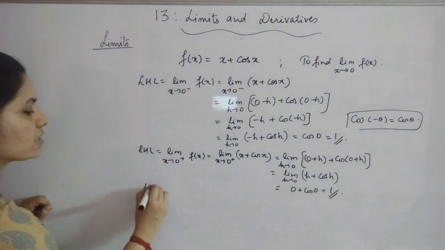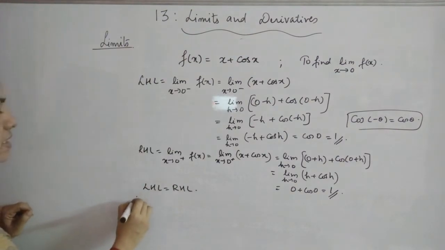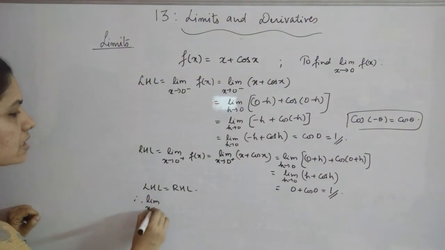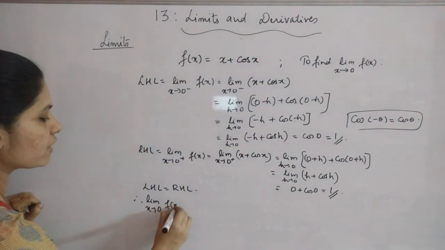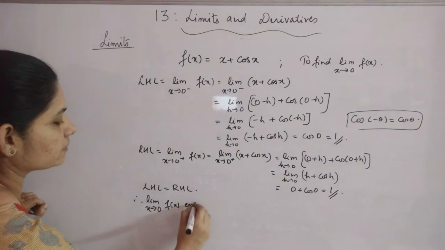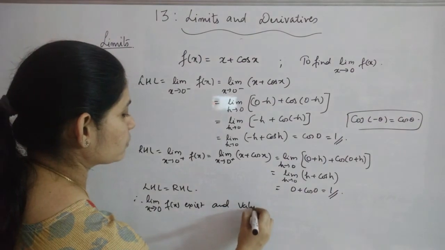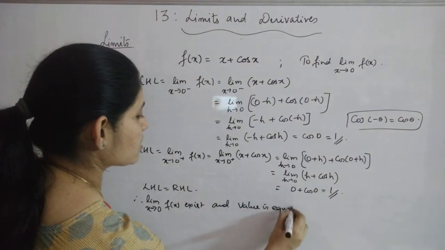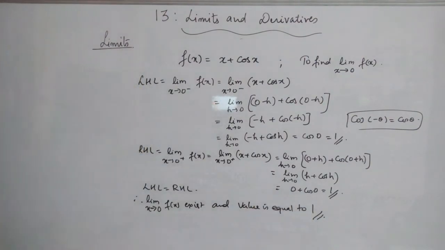So the left hand limit is same as right hand limit. Therefore you can say that the limit x tends to, what you need to find out? Limit x tends to 0 f of x exists and the value is equal to 1. Okay.